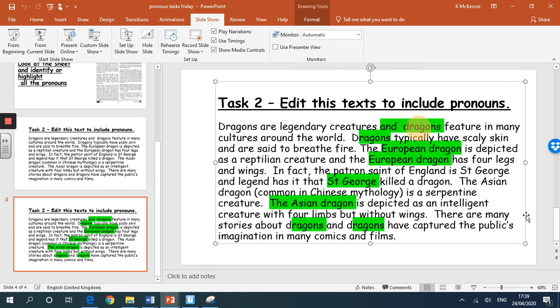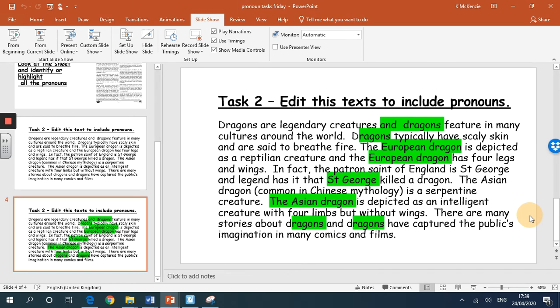Okay, I think I'll just talk through this one while I'm getting used to it. Second sentence, dragons typically have scaly skin and are said to breathe fire. Well, I can just use the pronoun they for that one. They typically have. Dragons is a plural, which means there's more than one dragon, which means that I have to use the word they rather than it. They typically have scaly skin and are said to breathe fire.